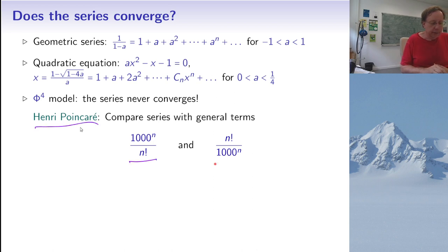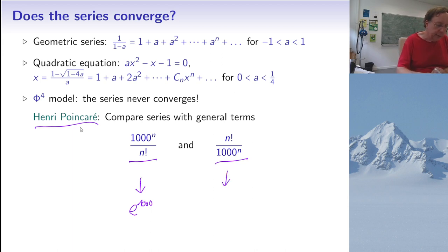He said, here are two possible series. The first series has terms where the nth coefficient has the form 1000 to the n over n factorial. Mathematically you can see that this will converge. If I take the sum of 1000 to the n over n factorial, it converges to exponential of 1000, which is a very large number, but it does converge. That is what he calls convergence in the sense of geometry. Mathematically it does converge, but if you compute the first 1000 terms, they will get bigger and bigger. Only after the 1000th term will they start decreasing again.